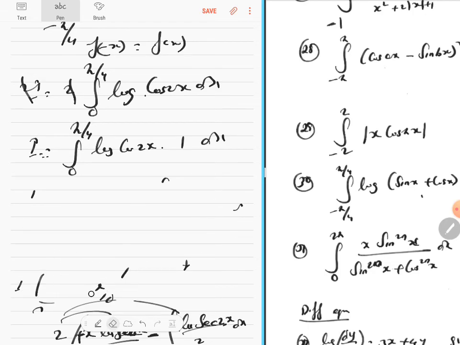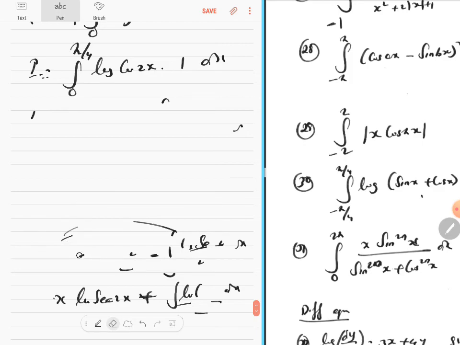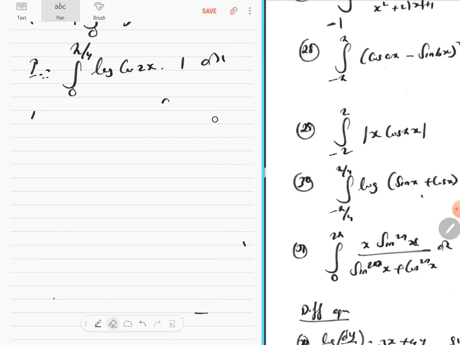Let me assume 2x as t, because we have done a similar sum, which is a textbook sum, wherein we have log sin 2x dx, where we took 2x as t. Therefore, it is so important that you take cos 2x. Okay, so then the whole thing turned out to be wrong. You have to take 2x as t, 2 into dx is equal to dt. That's what makes this sum very, very important.